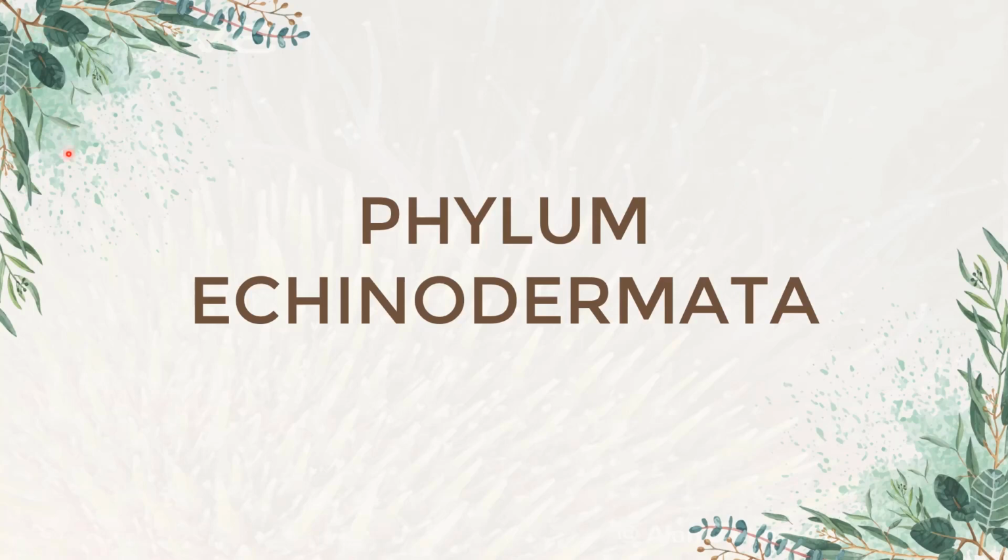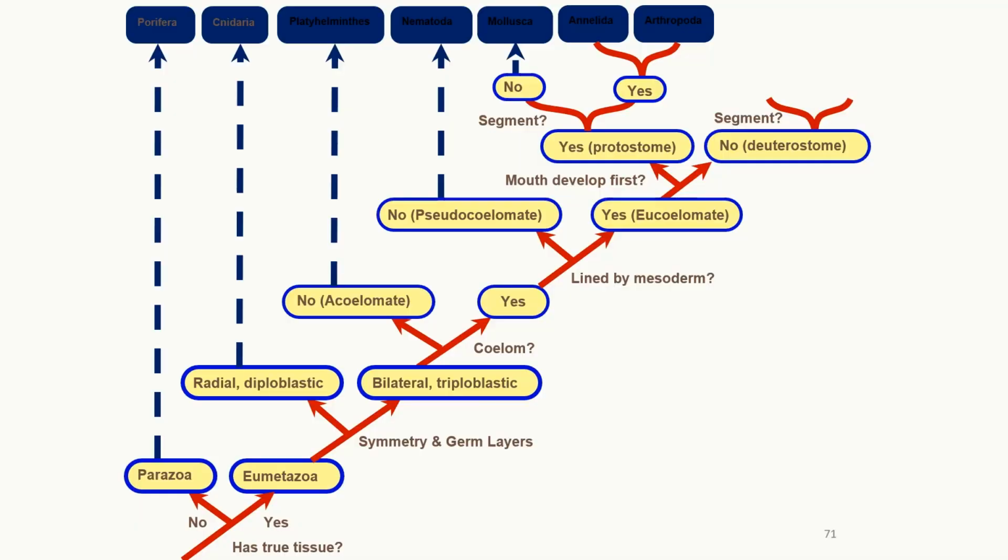So the 8th phylum that we're going to discover is phylum Echinodermata. So how are animals classified under phylum Echinodermata? Animals that have true tissue, are eumetazoan, have bilateral symmetry and triploblastic germ layers, have a coelom, are eucoelomate, and are deuterostome, meaning they develop the anus first instead of the mouth first, and have no segmentation, are considered to be under phylum Echinodermata.